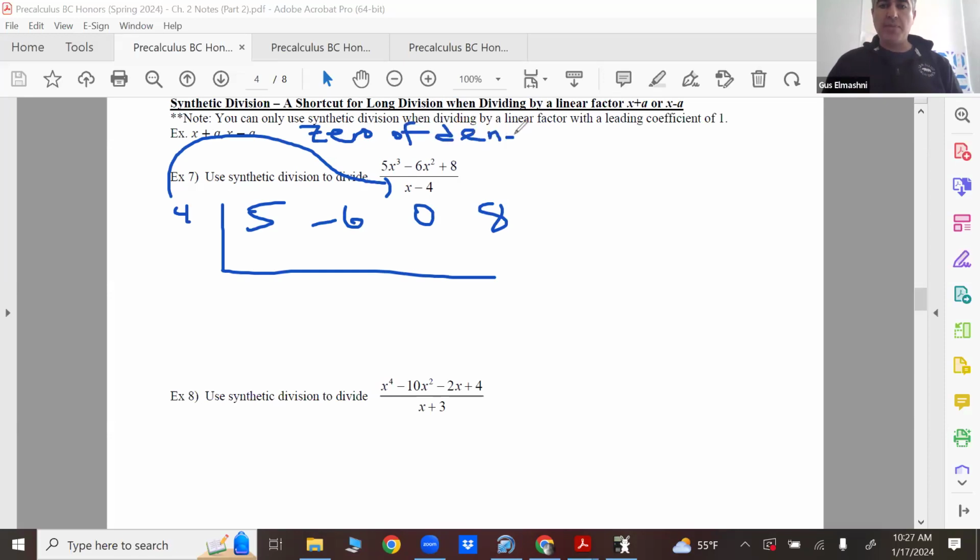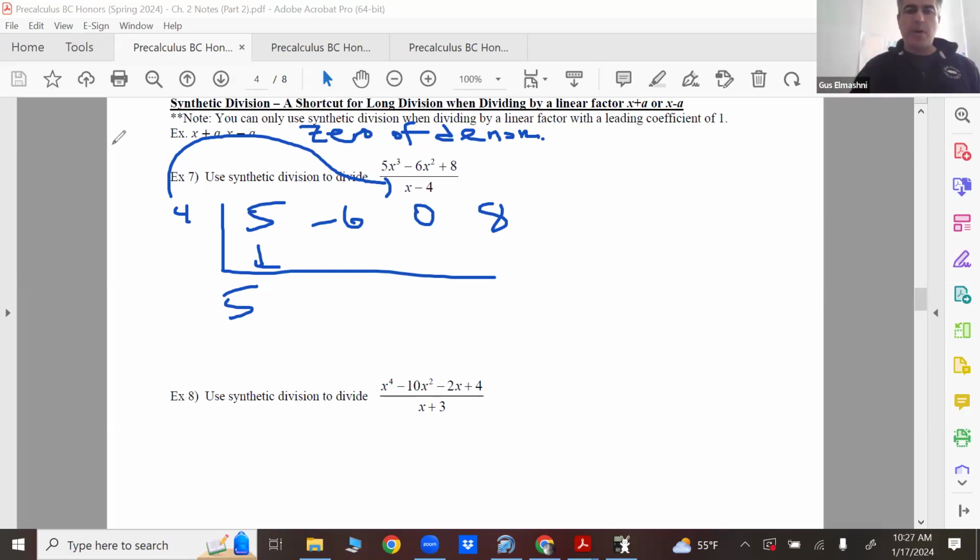So we say x plus a. You assume you're dividing by x minus a, and you put a. So if you see x plus 4, I put negative 4. And you just go through the motions. You bring this down, and it's basically rinse and repeat, right? Just a cycle.